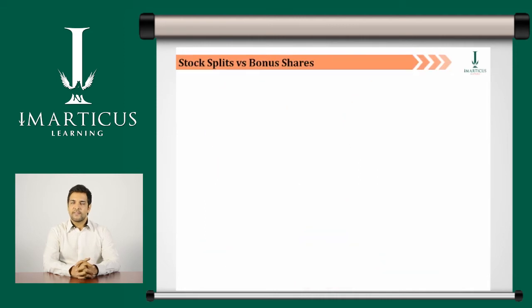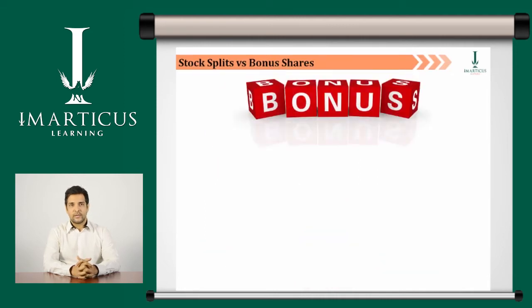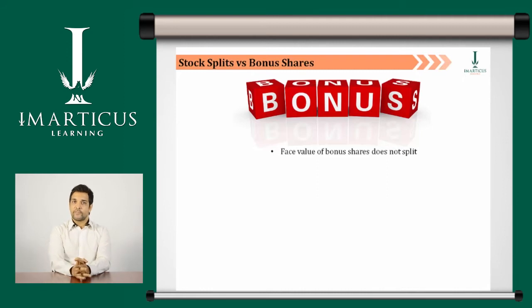Every share has a face value. It could be 1 rupee, 5 rupees, or 10 rupees. In a stock split, the face value of the share falls. So if your shares had a face value of 10 rupees before a 1:1 stock split, you would now have two shares with a face value of 5 rupees each. This is not so in a bonus stock issue. Shareholders will hold two shares with a face value of 10 rupees.